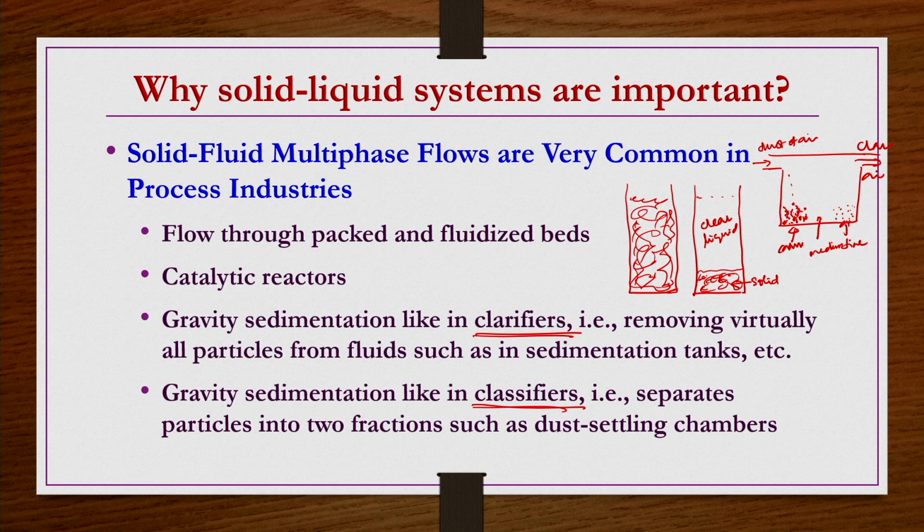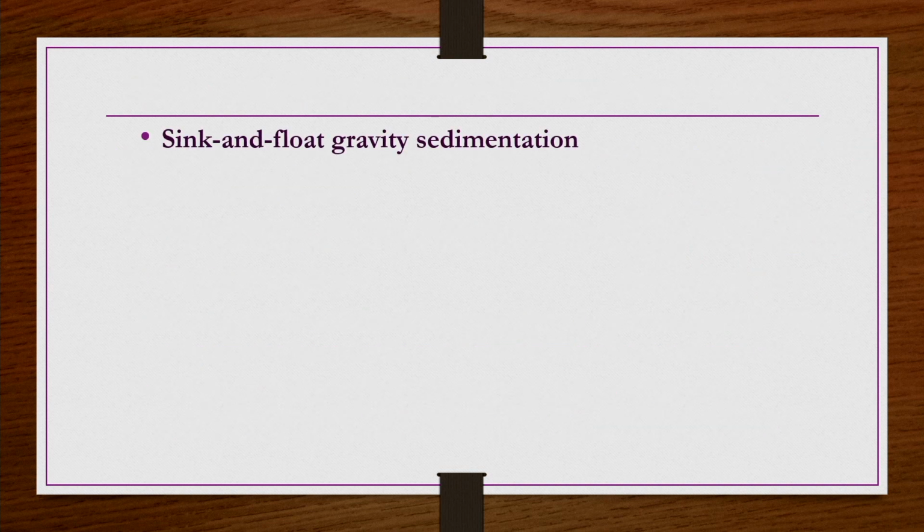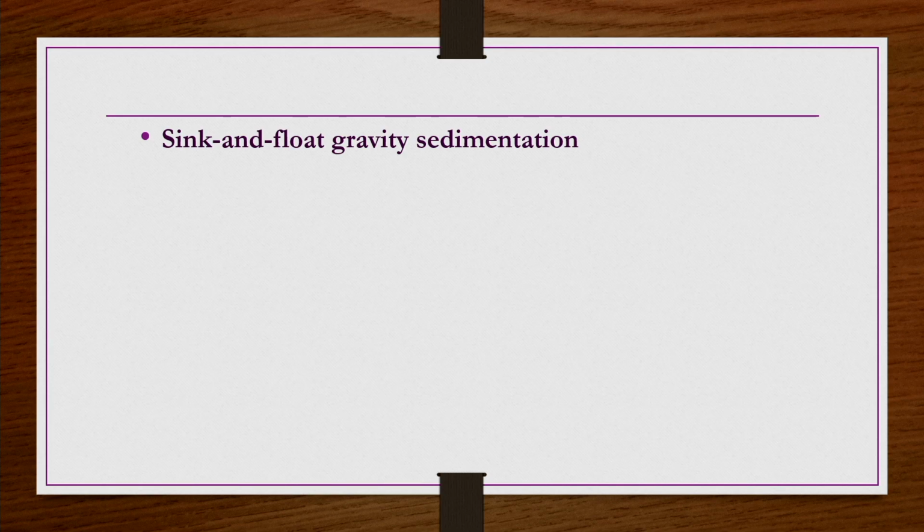I am just trying to give some examples so that we have a feel for why we should go for these solid-liquid systems, or mechanical unit operations involving solid-fluid systems. If you see some more examples, we have sink and float gravity sedimentation. Let us say you have a particulate flow having two different types of particles, particle A type and particle B type. Their densities may in general be different, or let us assume that densities are very different from each other. One may have a very high density, let us say 2000 kg per meter cube. One may have a small density, something like 500 kg per meter cube.